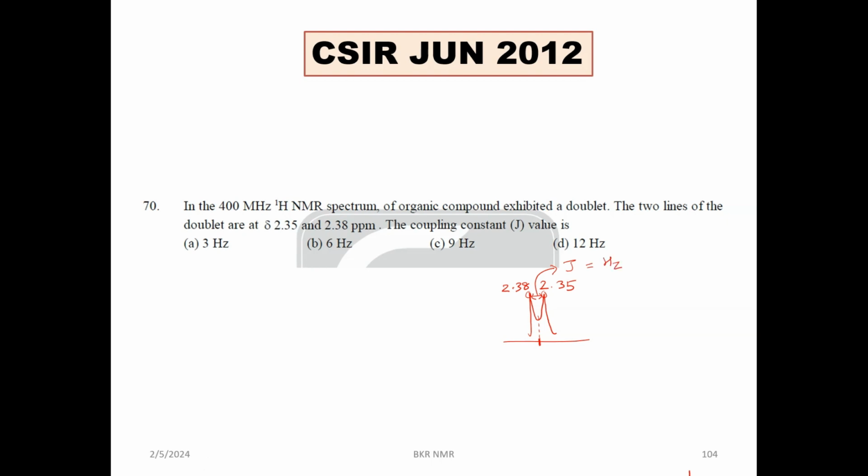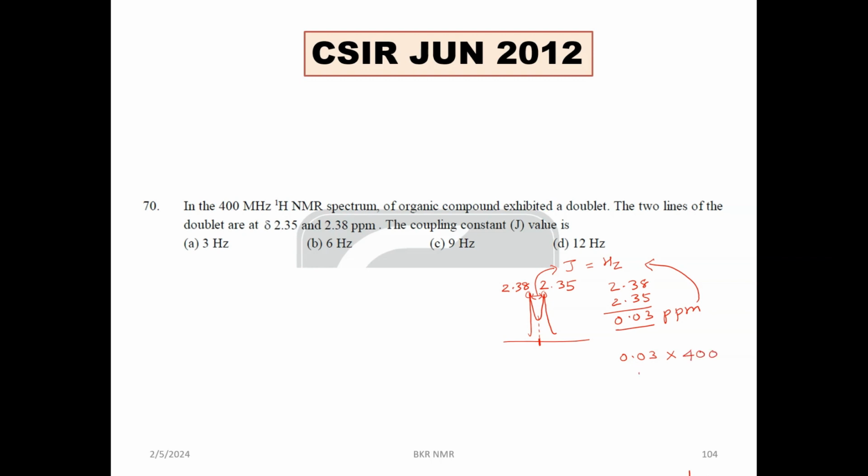But here we have only the chemical shift values. So the chemical shift values are 2.35 and 2.38. So subtract them. The difference between the chemical shift values comes around 0.03 ppm. So it is in parts per million. But we know that coupling constant is always asked in hertz. So what should you do? Just multiply the resulting ppm value with the operating frequency of the instrument, 400 megahertz.